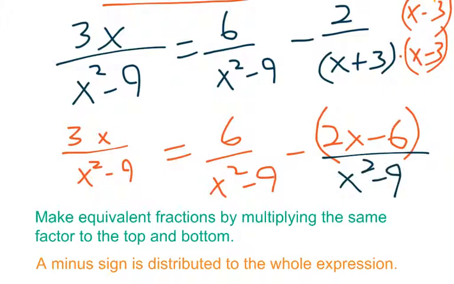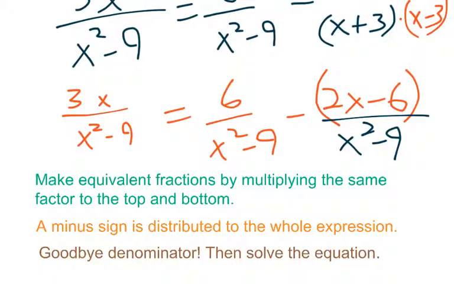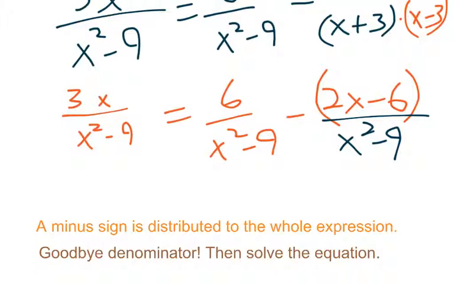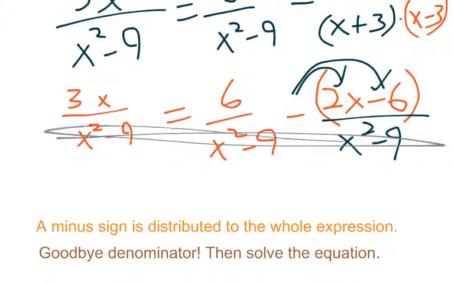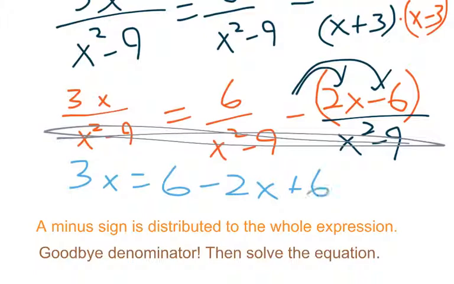Now that they have the same denominator, that's good news, because we can say, goodbye denominator. And then we're going to solve the equation. Alright, so here's what we have. If we distribute that negative, it just changes the sign. So this becomes, I'm going to mark these guys out, the denominator's gone. And then it's 3x equals 6 minus 2x plus 6.